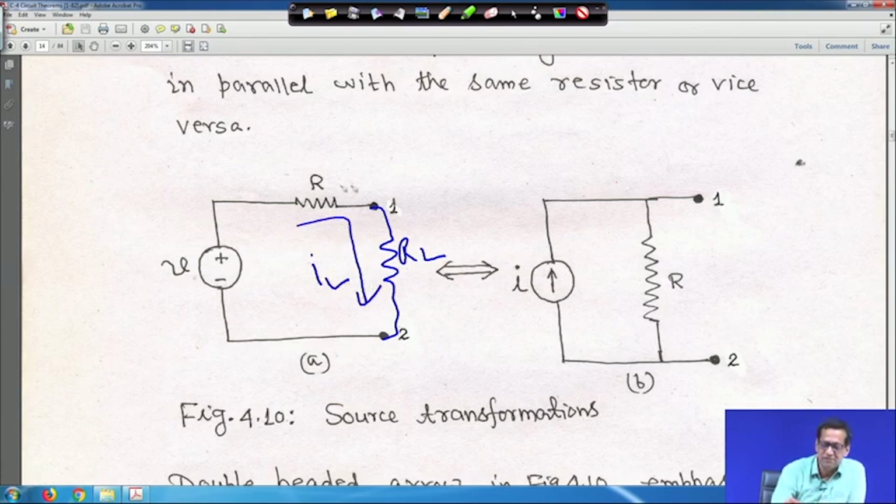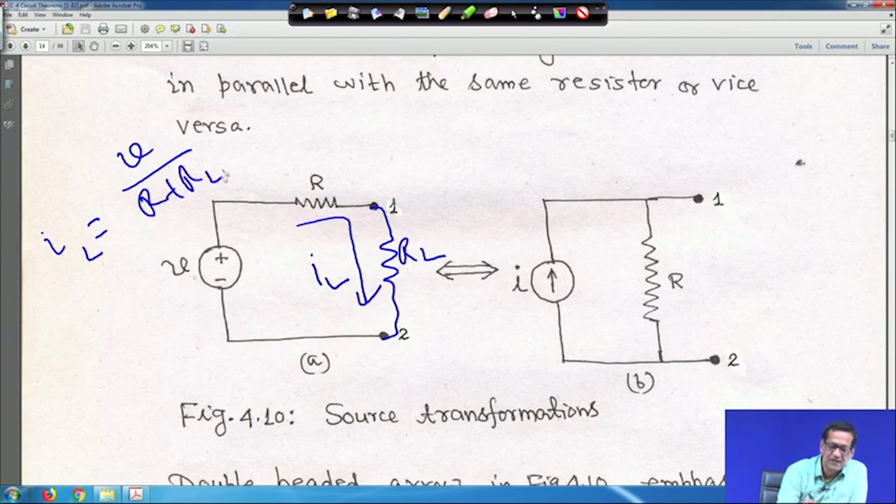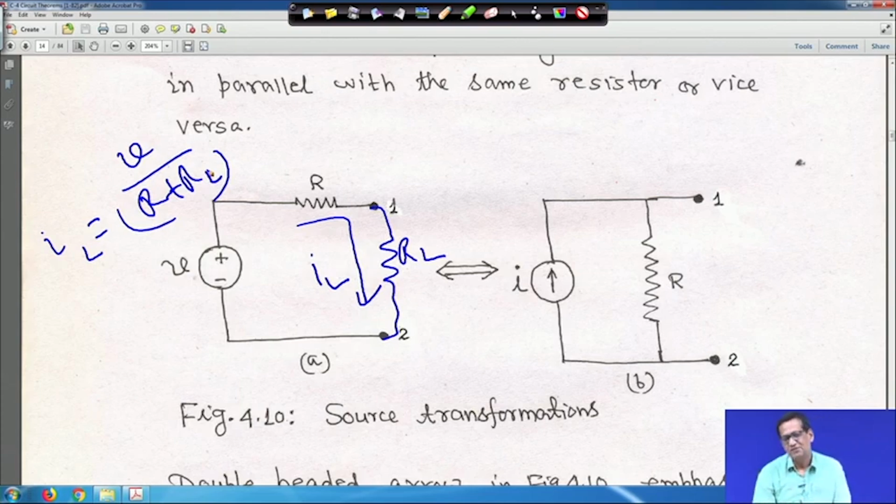That means the same current is flowing through R and RL because both are in series. So the expression of IL is V divided by R plus RL. This is the current flowing through the resistance RL. Now for the other circuit also, because at terminals 1 and 2 the VI characteristics of both circuits have to be the same, both circuits are equivalent to each other.